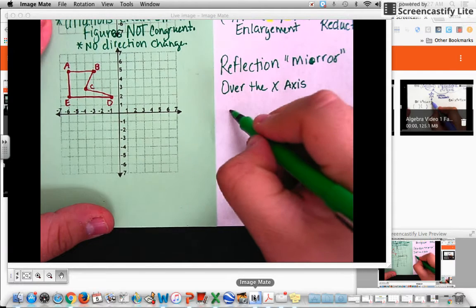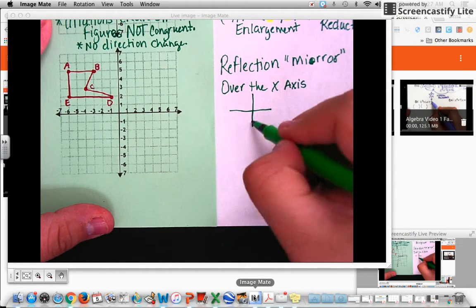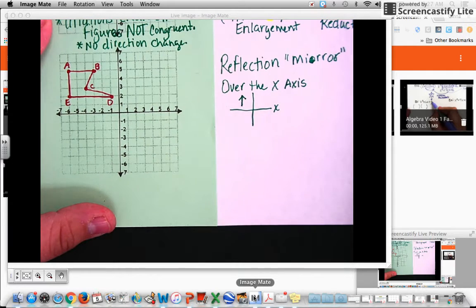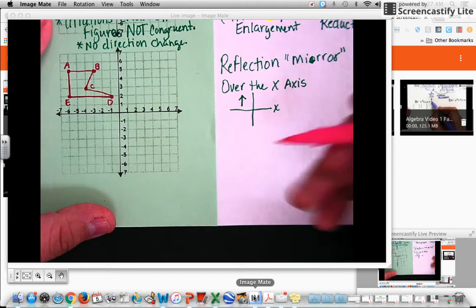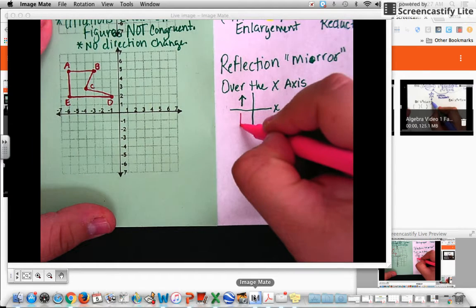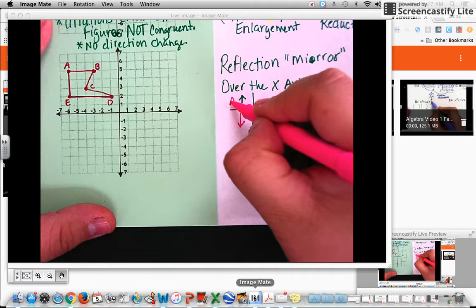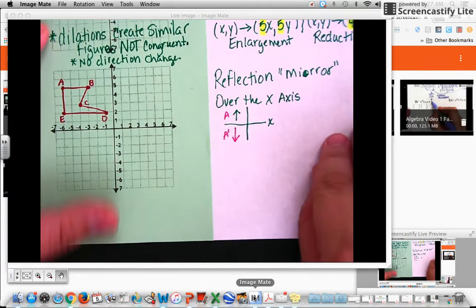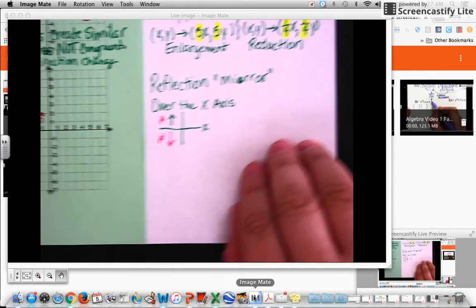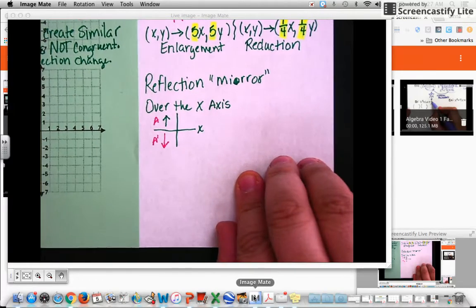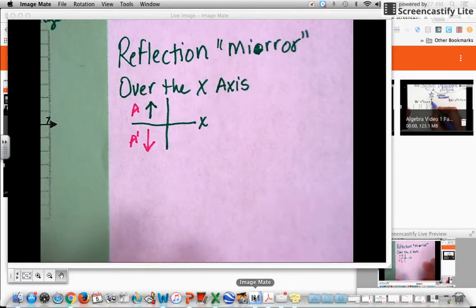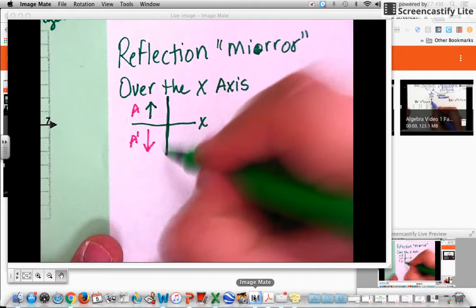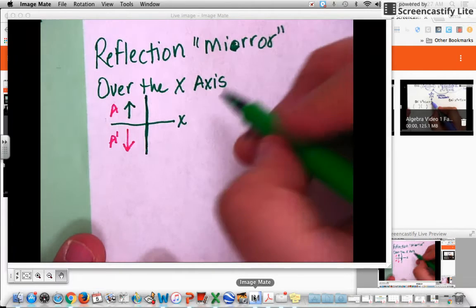over the x-axis, so that means here's a little graph, here's your x-axis, and if you have an arrow pointing up and you reflect over your x-axis, where's the arrow going to go? Your arrow is going to be pointing down. So if this is A, this would be A prime because it went over the x-axis. So if you're doing over the x-axis, then you have one rule to follow, and that's it. If you notice that it started with the positive y's, and then by the time it was finished, it ended with the negative y's, and that's exactly what's going to happen.